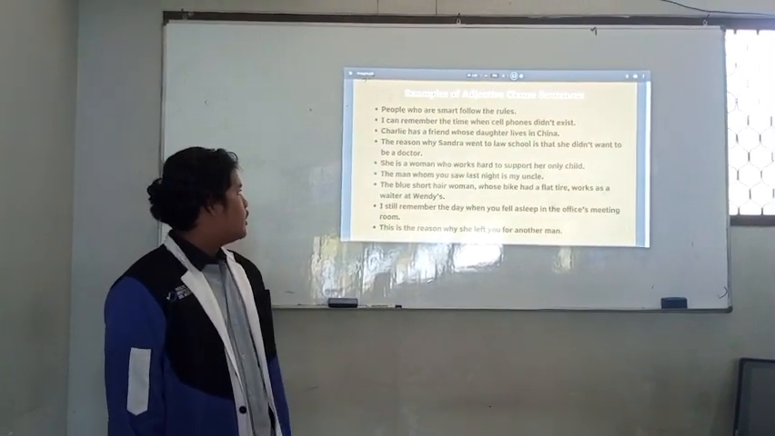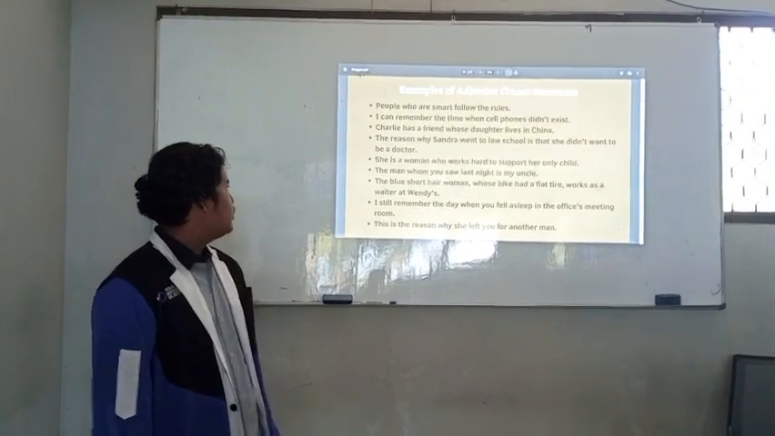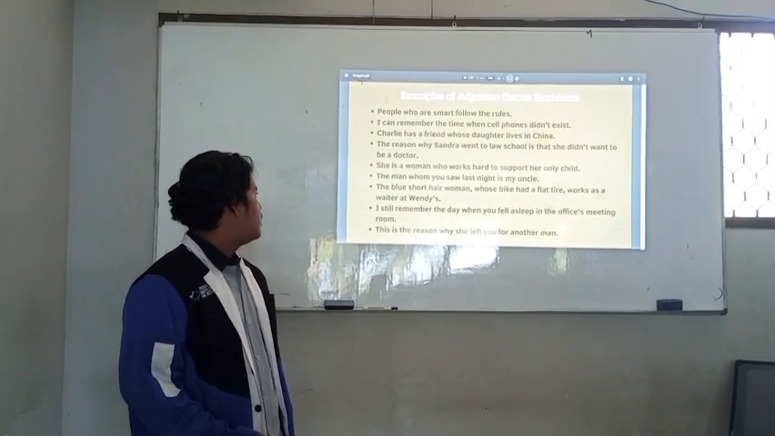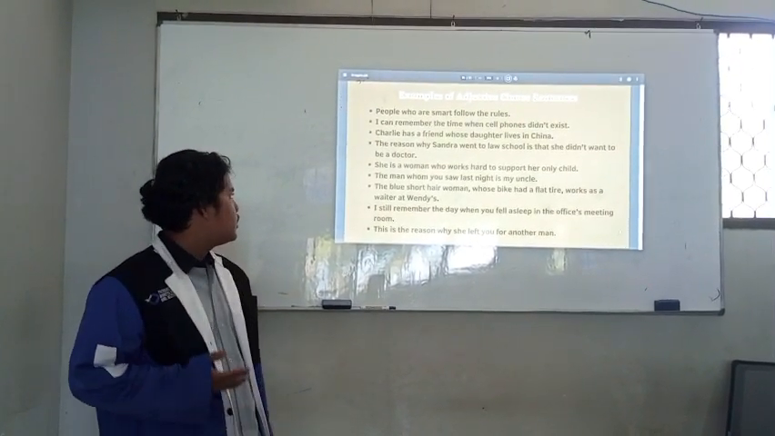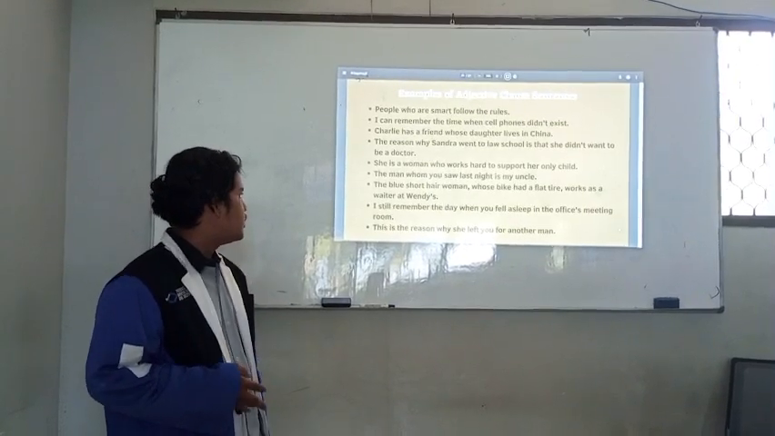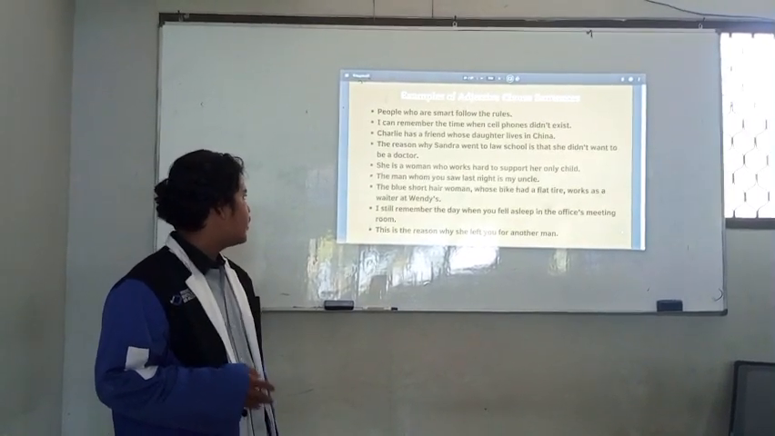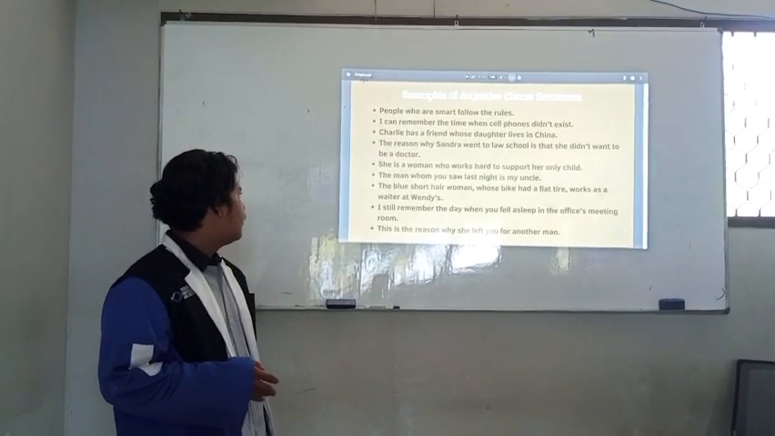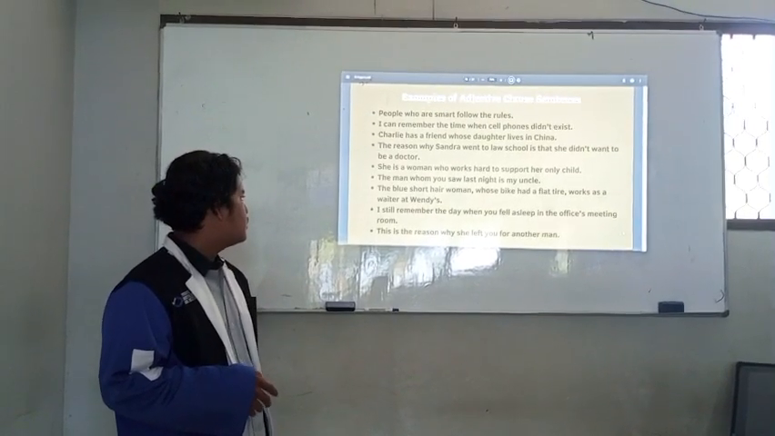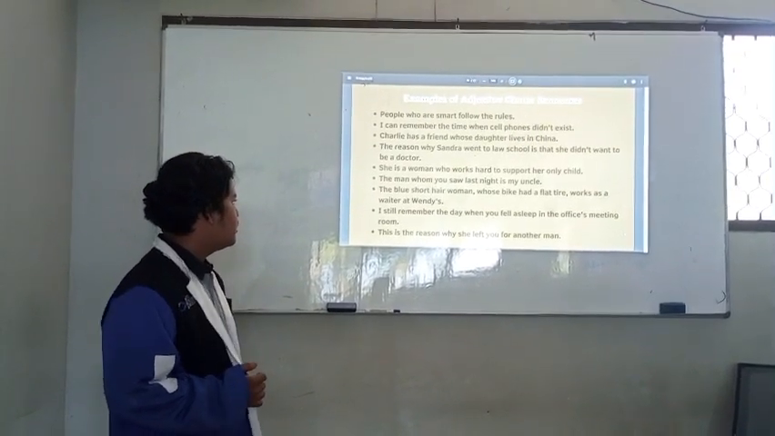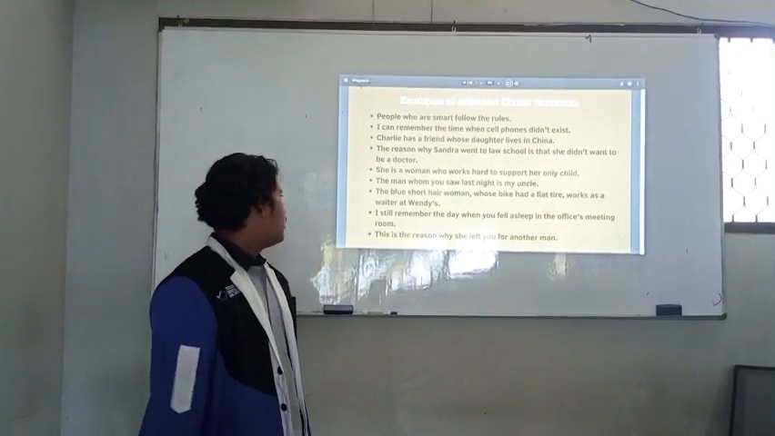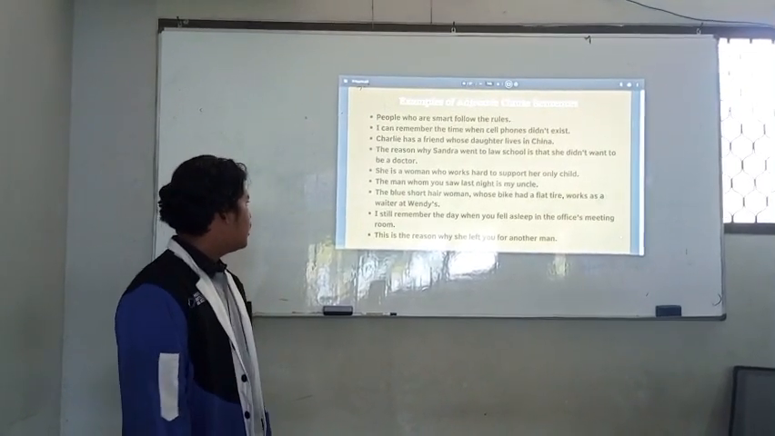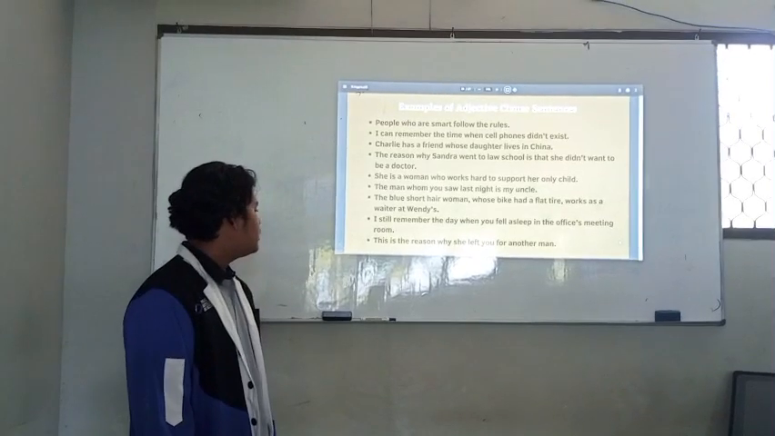Examples of adjective clause sentences. First, people who are smart follow the rules. Two, I can remember the time when cell phones didn't exist. Three, Charlie has a friend whose daughter lives in China. Four, the reason why Sandra went to law school is that she didn't want to be a doctor. Five, she is a woman who works hard to support her only child.